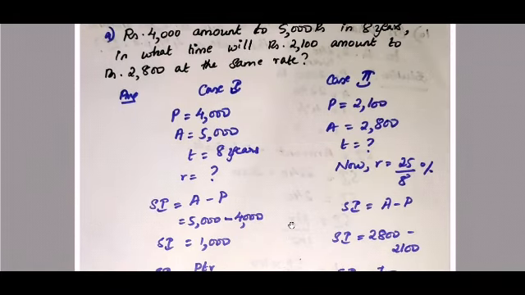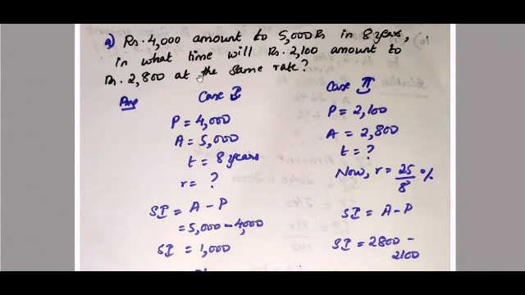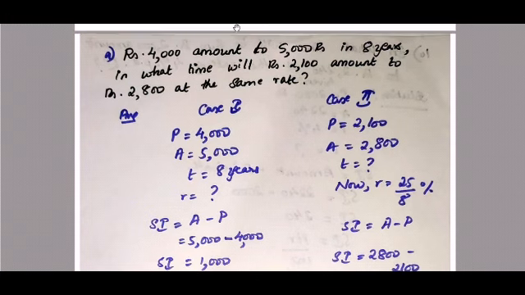Moving on to the next question. Rupees 4,000 amounts to rupees 5,000 in 8 years. In what time will rupees 2,100 amount to rupees 2,800 at the same rate? So there are basically two cases given in the question. Case 1: your principal amount is 4,000 and it amounts to 5,000 rupees, meaning the repayment amount is 5,000. The time is 8 years. We are supposed to find out the rate of interest.